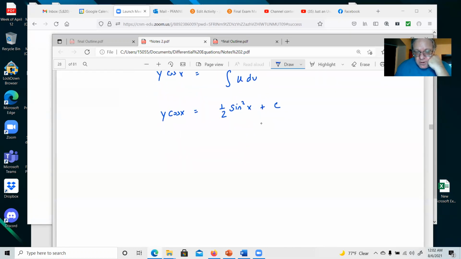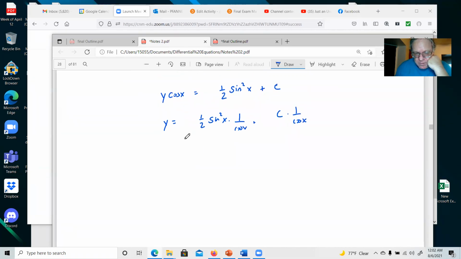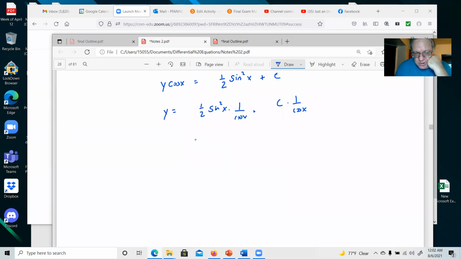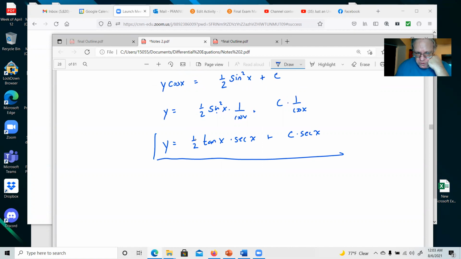So divide both sides by cosine. y is equal to 1/2 sine squared x times 1 over cosine x plus c times 1 over cosine x. Then we're just going to clean this up a little bit so that we can have a trig problem at some point and not worry about this. So this is 1/2, sine over cosine is tangent x, times secant x, since 1 over cosine is secant, plus c times secant x. And there's my solution for that one.